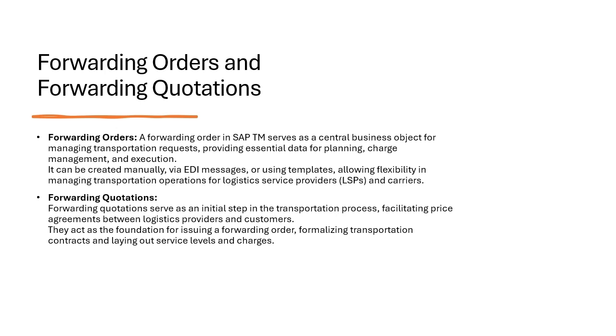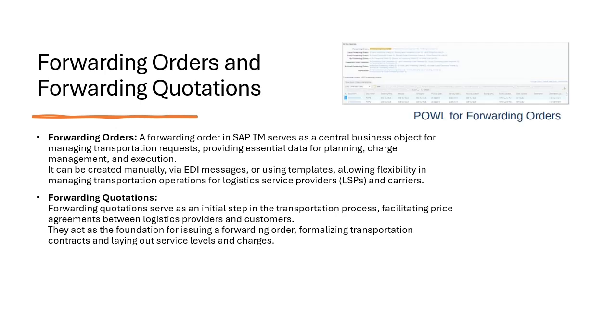So these contain detailed information about transportation requirements, service levels, and cost estimates. Unlike shippers, LSPs rely heavily on these documents to execute and manage their transportation services. And next, this image shows the personal object workflow list, which is a POWL for forwarding orders, which allows users to access, manage, and filter forwarding orders by transportation mode, region, and other criteria. Users can perform actions on orders directly from the personal object work list, which simplifies the operation.